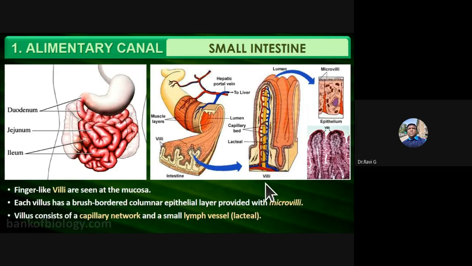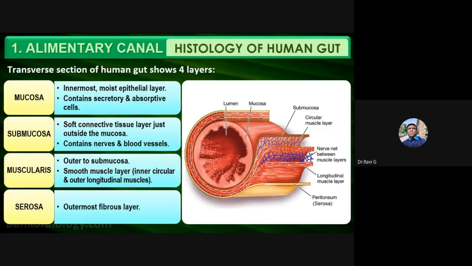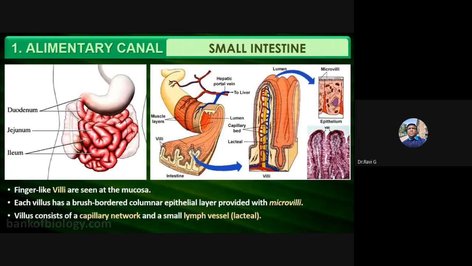Villi consist of a capillary network and a small lymph vessel, which we call the lacteal. The capillary network is meant for the absorption of digested food in its simplest components. That is why villi consist of a capillary network and a small lymph vessel, for absorption of food into the bloodstream. Okay, that is about the small intestine.